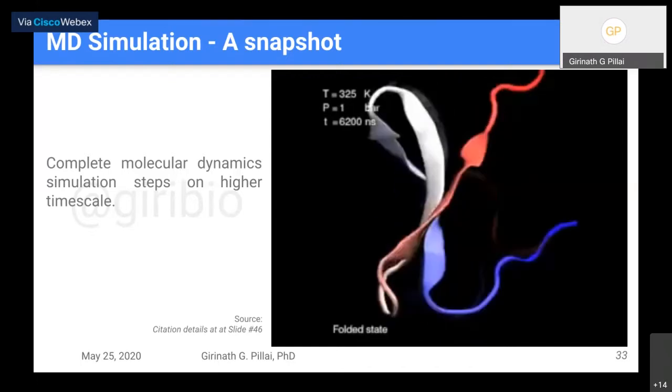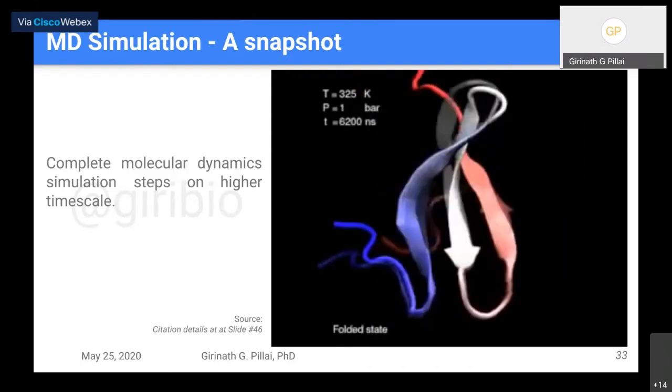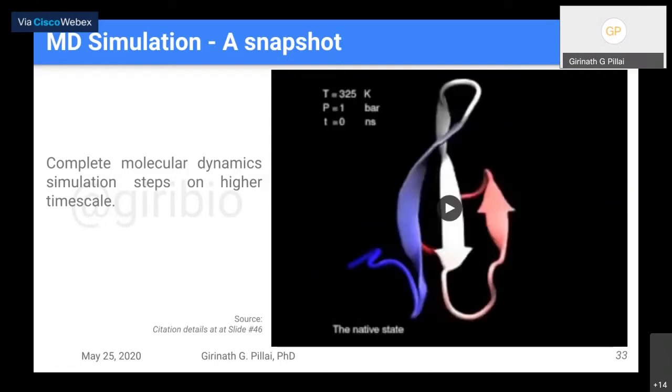At 6,200 nanoseconds, we got the folded state. Unimaginable if you wanted to do it on a laptop. Forget about it. So that is the challenge that we have, but we have to see what kind of problem statements we can take up based on what resources are at hand.